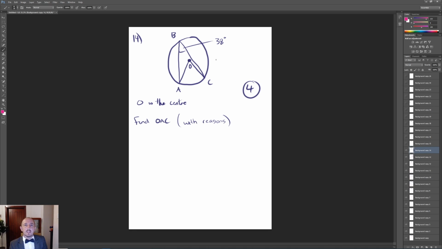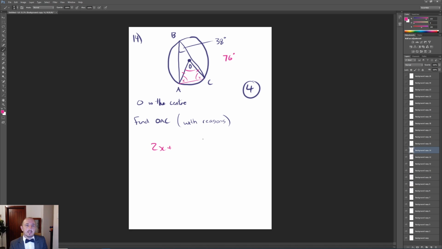Question 14 is a circle theorem question. So we have the angle at the center is double the angle at the circumference. So O is going to be 76 degrees. And then these are 2 radii because they connect to the center. So we've got an isosceles triangle here. So these 2 angles are the same. So we've got x and x there.